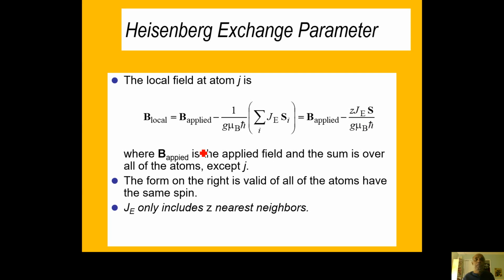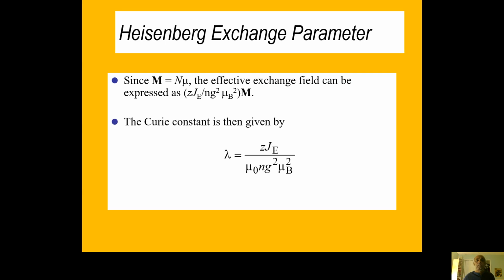So B is the applied field. The sum is over all the atoms except the jth one, the one we are talking about, right? J only excludes C nearest neighbors, where C is the number of nearest neighbors. Mostly we are talking about nearest neighbor interaction, not all the spins. And that is mu we are talking about.